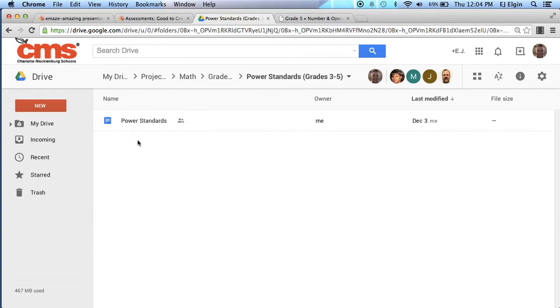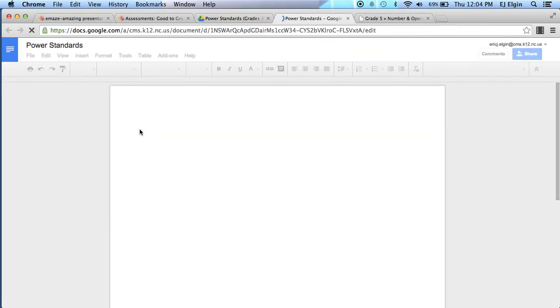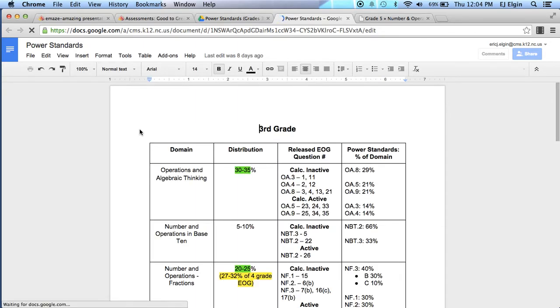And what I mean by power standards is we've taken the released EOGs, grades 3 through 5, and basically tallied how many questions per standard there were. The states release the distribution by domain, but as you can see, as you continue to go right, each column showcases what questions were assessed in the released EOG and what percent the power standards were. So we've done that for grades 3 through 5.